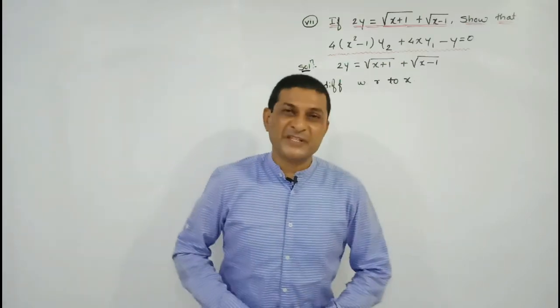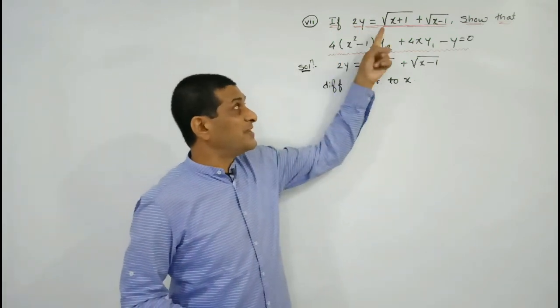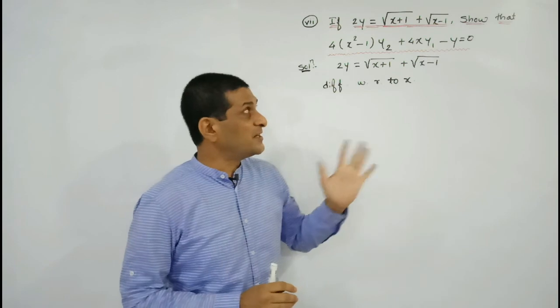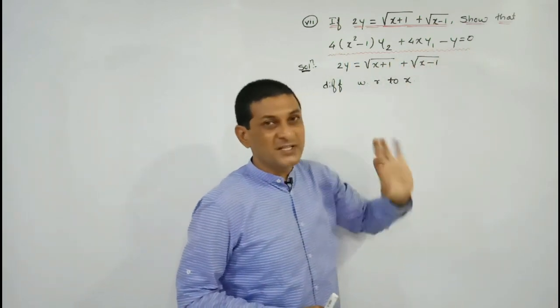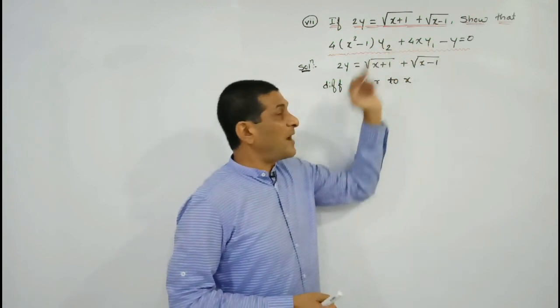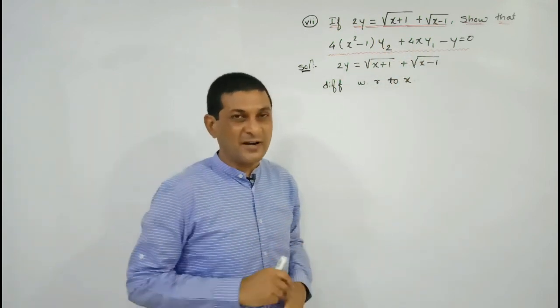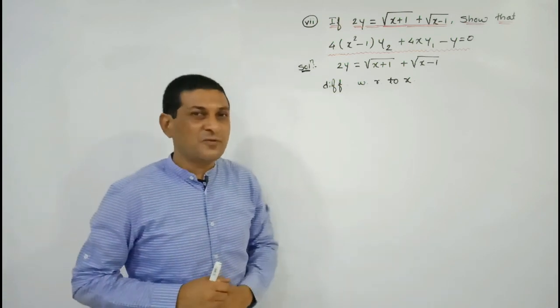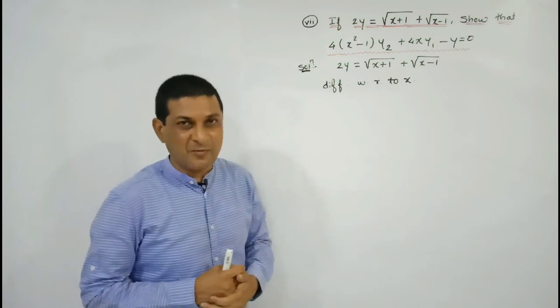See in the next example, number 7th. In this example, one function is given to us: 2y is equal to under root x plus 1 plus under root x minus 1, and we have to show that the value of this expression is 0. In this expression, terms of y1, y2 appear. y1 means first order derivative, y2 means what? Second order derivative. So first let us find the first order and second order derivatives, and later on we will try to get our required result.